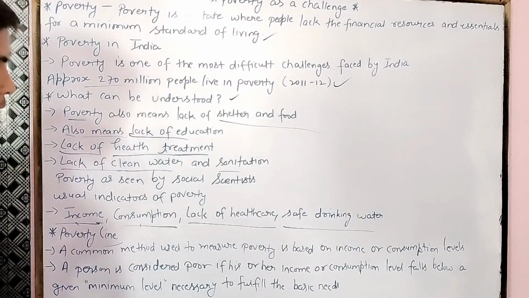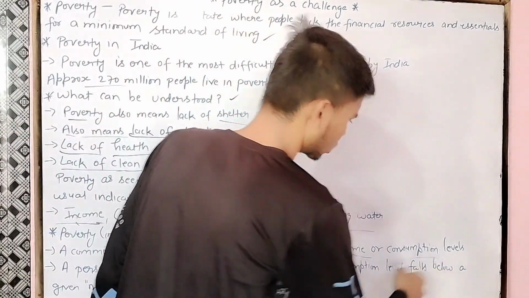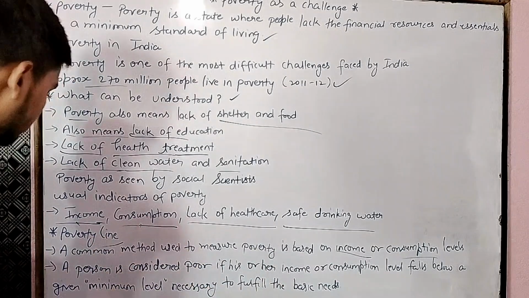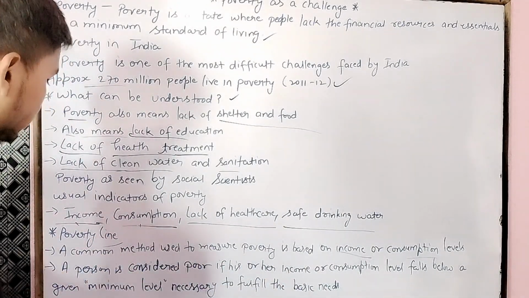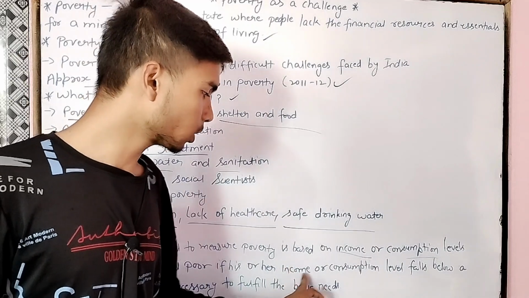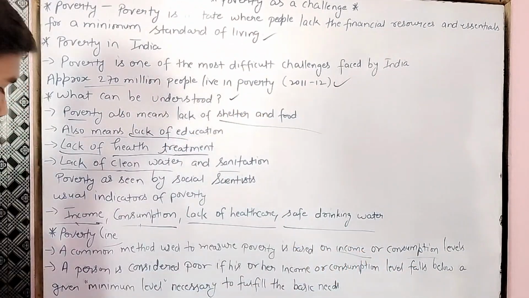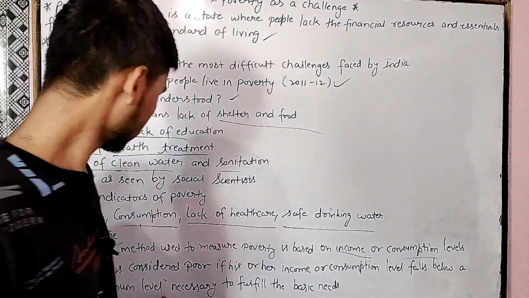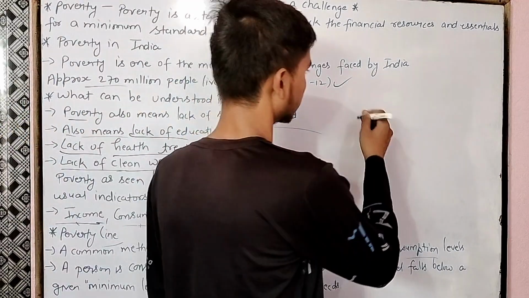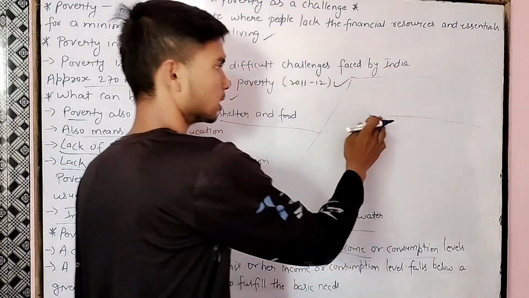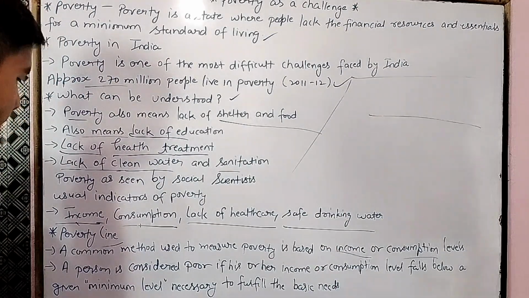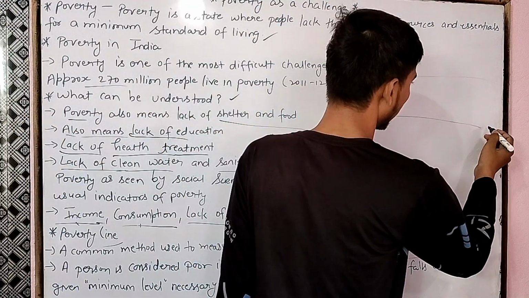Okay, according to income or consumption level, we can find out who will be APL and who will be BPL. A person is considered poor if his or her income or consumption level falls below a given minimum level necessary to fulfill the basic needs. What is the meaning of this sentence? It is a line that is given, and this is a method to measure poverty.